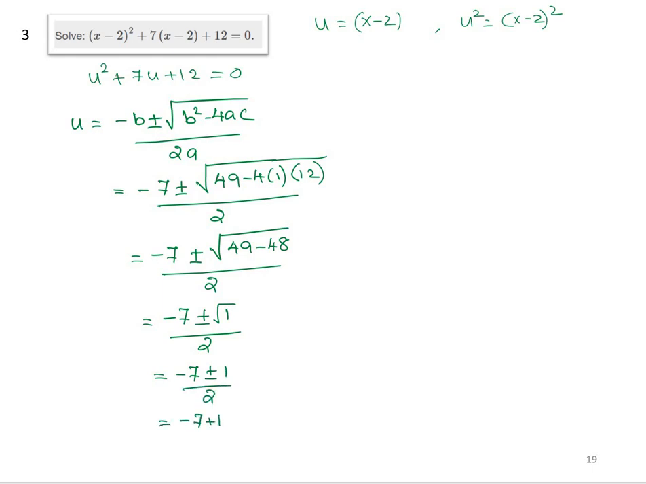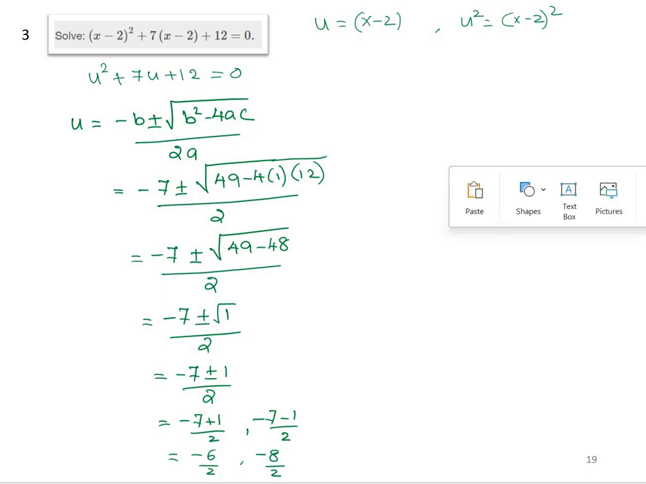negative 7 plus 1 over 2, or negative 7 minus 1 over 2, right? That is negative 6 over 2 or negative 8 over 2, right? So u is equal to negative 6 over 2 is same as negative 3, or negative 8 over 2 is same as negative 4. Got it? Now let us consider this as two cases.